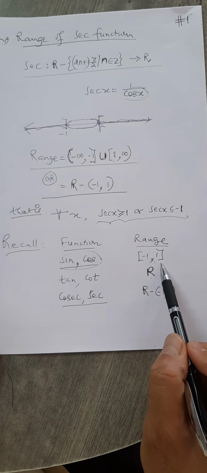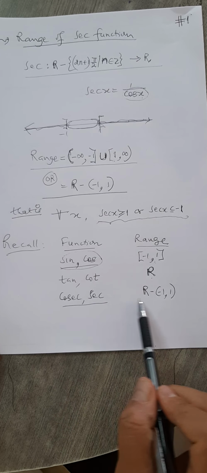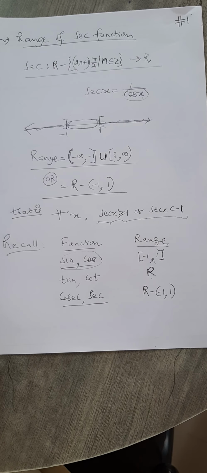These three things we have emphasized so far. The range of sine and cos is the closed interval -1 to 1. The range of tan and cot is R. The range of sec and cosec is R minus the open interval -1 to 1. This is one thing.